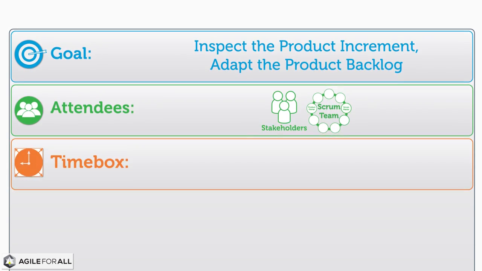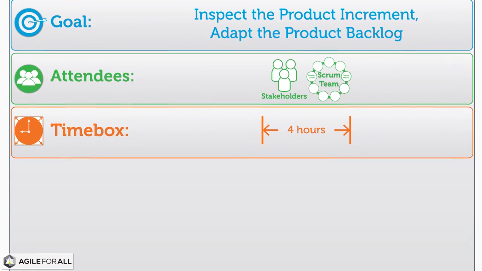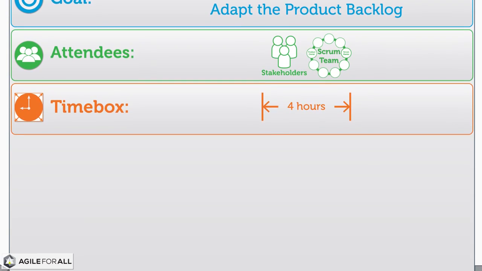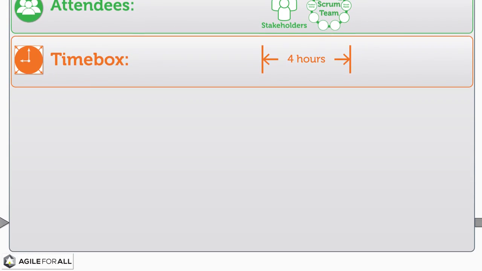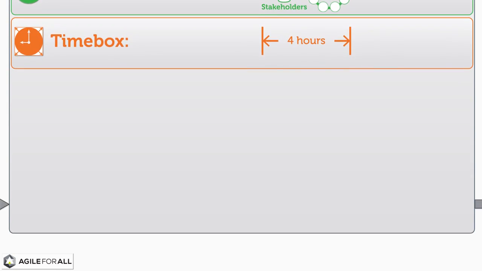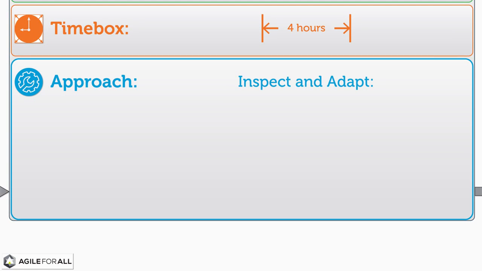The time box for the sprint review meeting is 4 hours for a 1-month sprint. For shorter sprints, the time box is typically shorter, and in practice, most sprint planning meetings are completed well before the time box expires. The approach to the meeting is focused around 3 key areas.